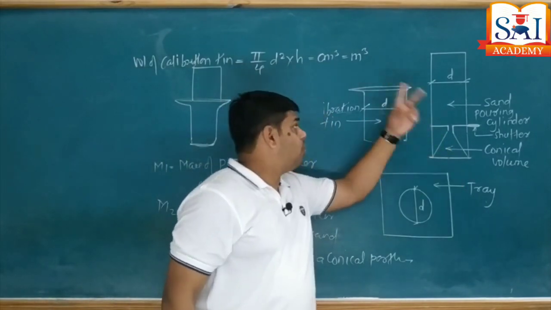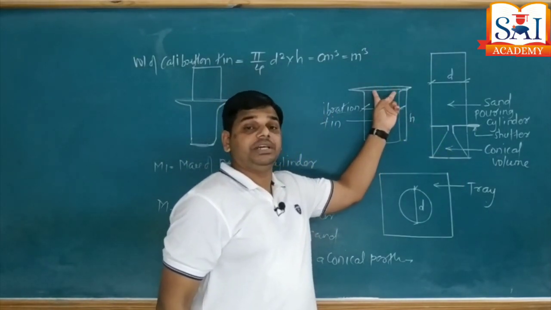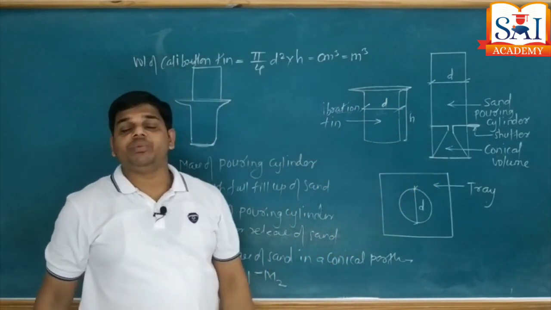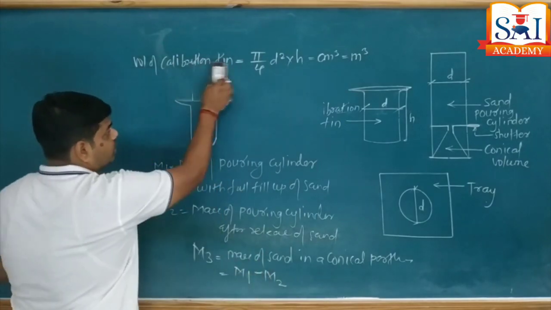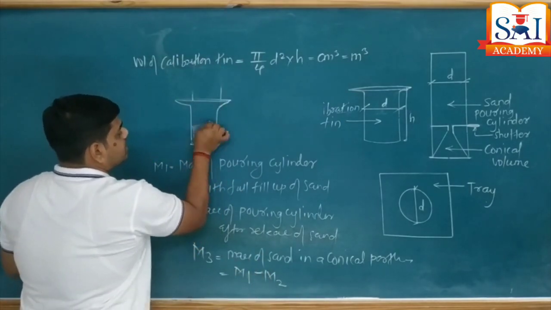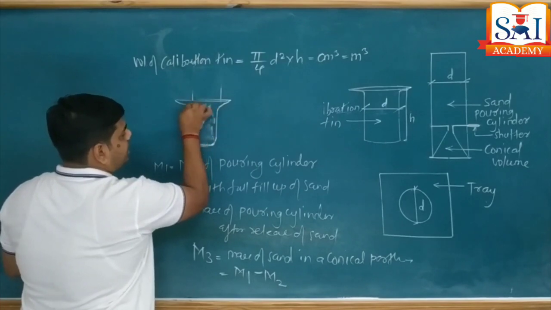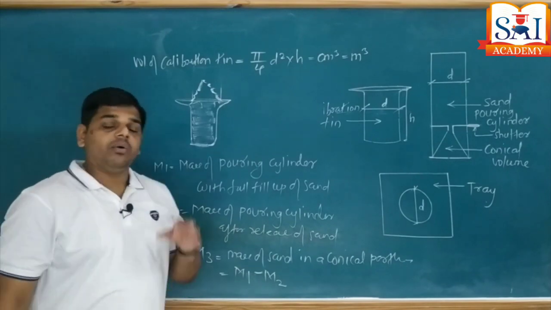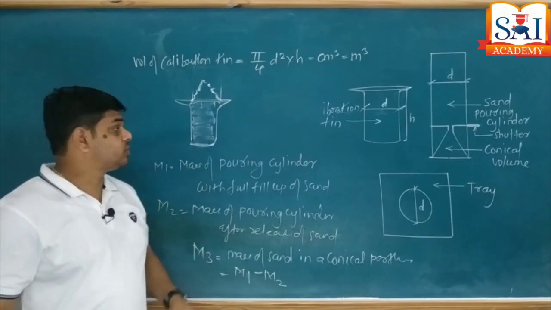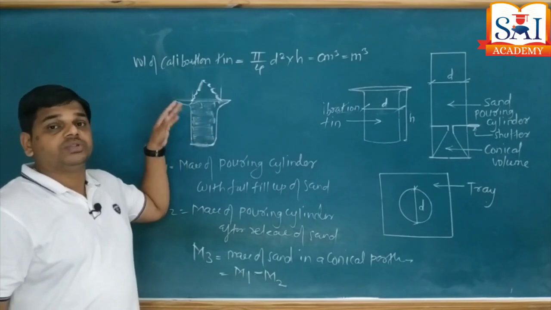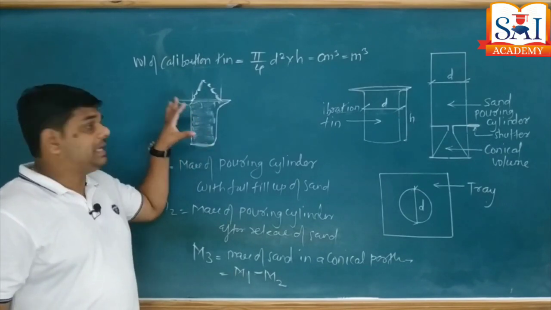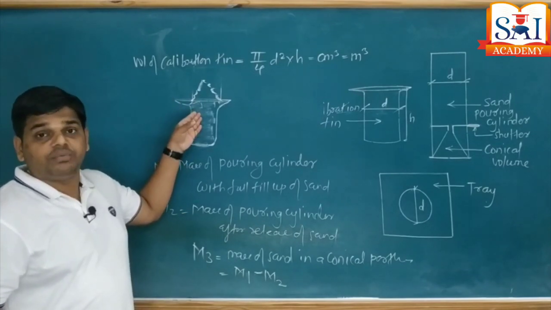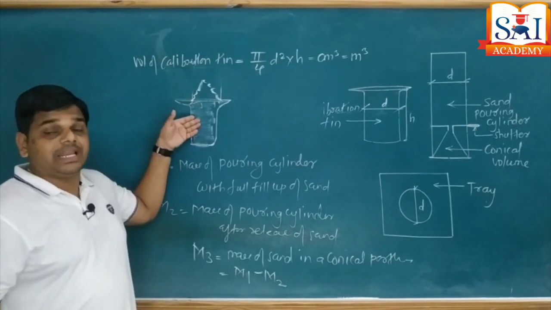The pouring cylinder is now held exactly over the calibration tin, and sand is released, meaning the shutter is opened and sand starts moving in a downward direction. Slowly the sand is going to occupy the volume inside the calibration tin, with formation of a conical portion at the top like this. Now I am interested to know what is the mass of soil inside the calibration tin. For that I am going to take the empty mass of this calibration tin before this process of movement of sand inside the calibration tin.